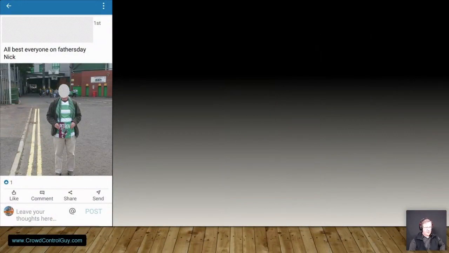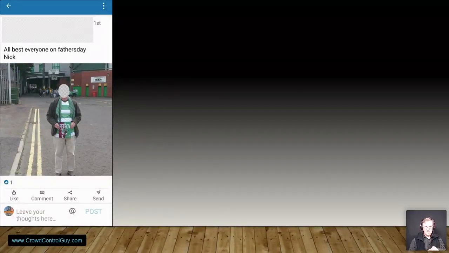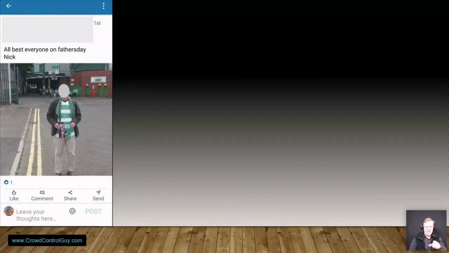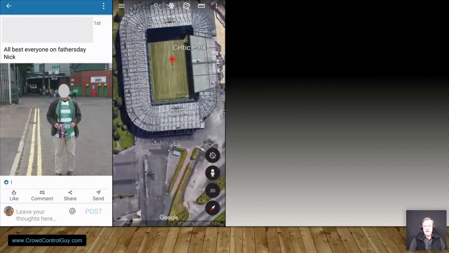Now, I want to show you something really deep here and how you can pinpoint things. This was up on LinkedIn. See the right arm? His right arm. There's a grate in the yellow lines. Those of you looking at the shirt, I'll save you the trouble. It's a Celtic shirt. Get an overhead shot.